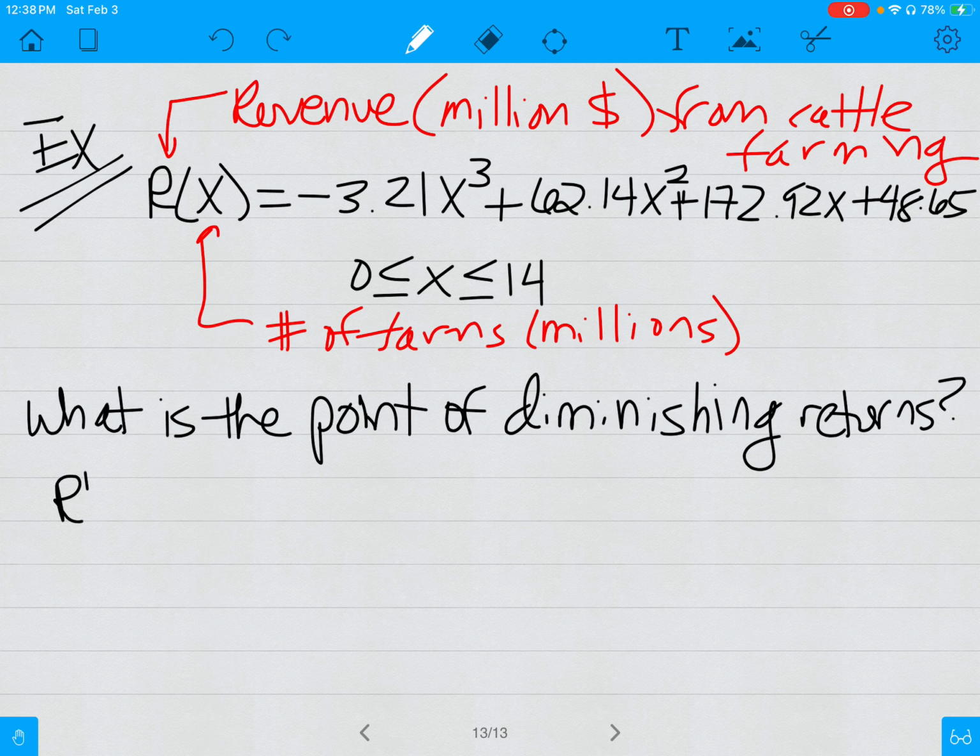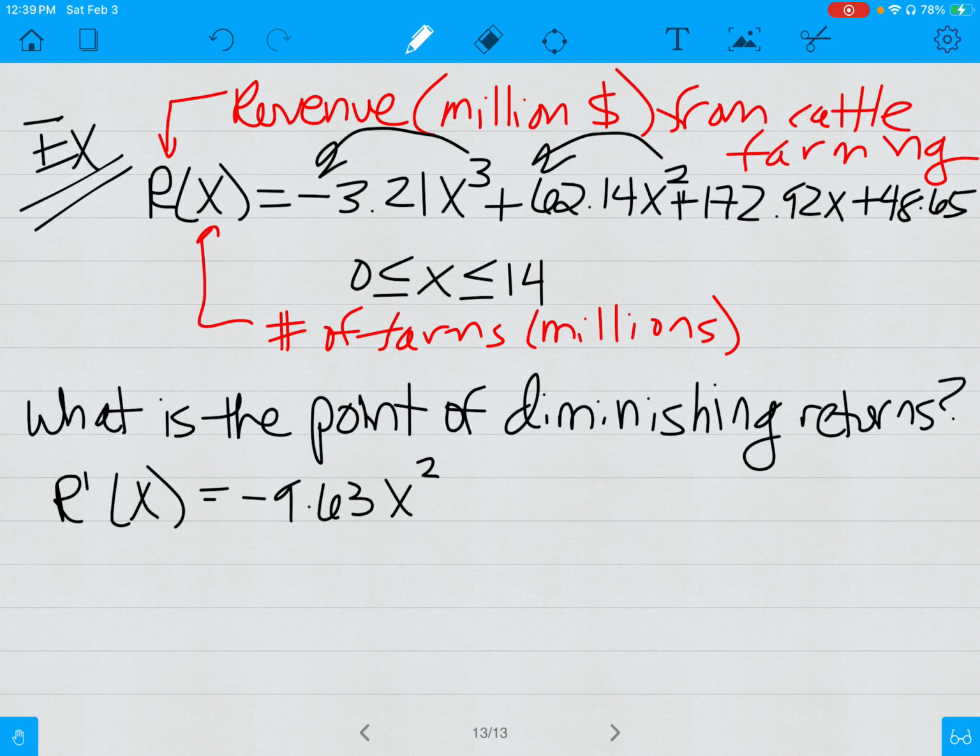So first, we've got to find the first derivative, right? So again, we're going to take the 3, bring it down front. That's going to become a multiplier. And when we multiply negative 3.21 by 3, we get negative 9.63. And then that's going to be an x squared. We're subtracting 1 from the exponent. We're going to bring the 2 down front here. It's going to become a coefficient that is multiplying that 62.14. And when we multiply that by 2, we get 124.28.